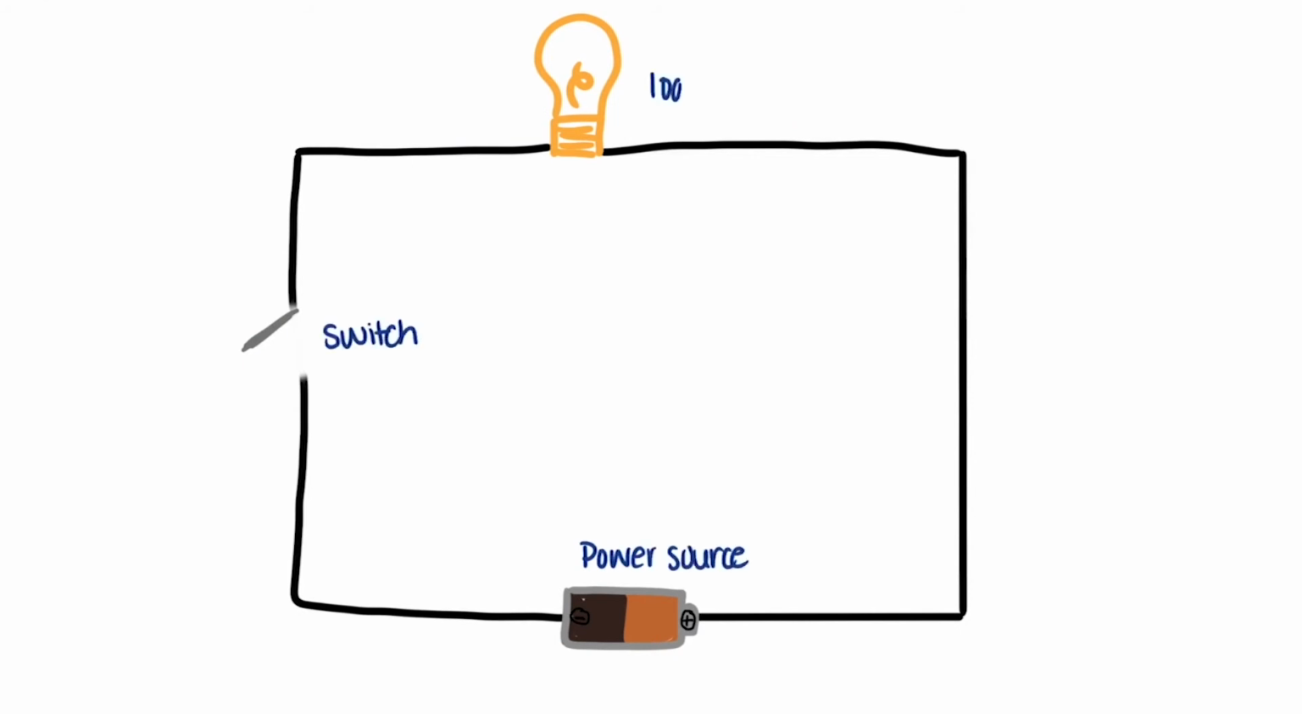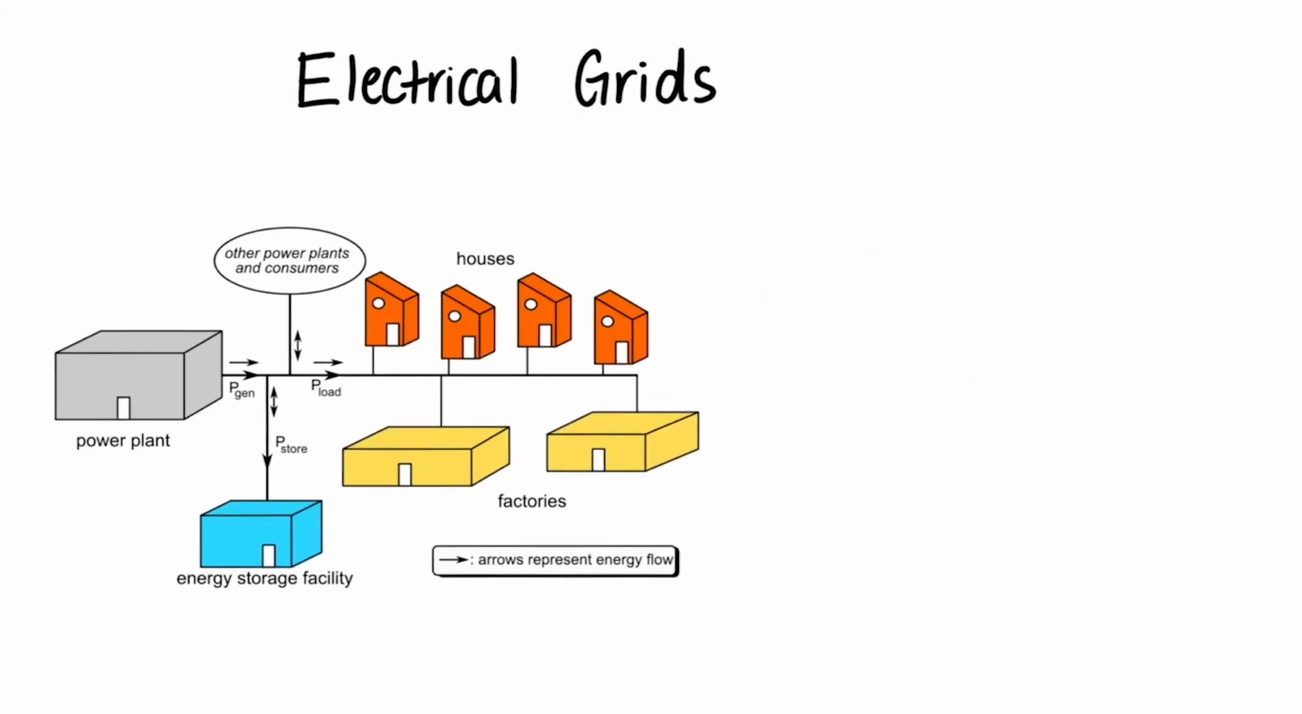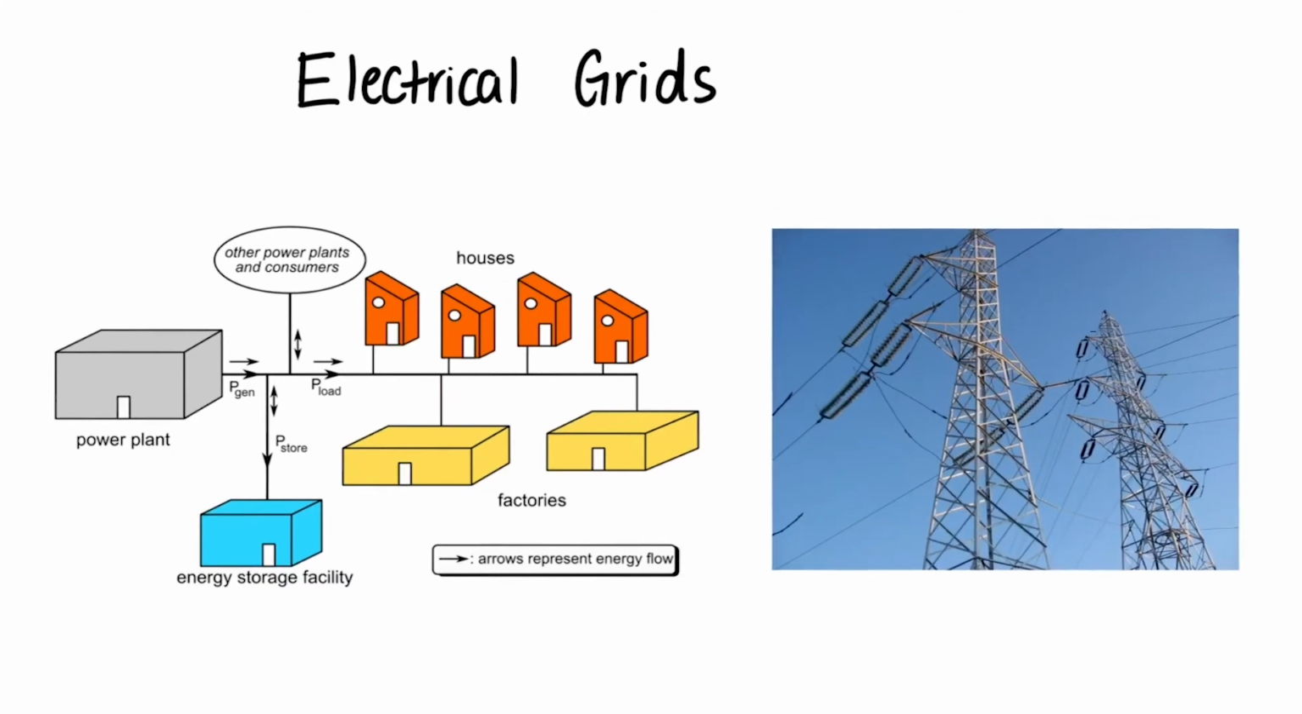So here we saw a simple representation of circuits, but in real life they're much more complicated. Our homes get power through something called an electrical grid, which is basically a very large network of connections from power generating plants to our homes, and it brings us electricity. Have you ever lost power in your house and noticed that the entire neighborhood also lost power? It's because you guys are all powered by the same electrical grid.